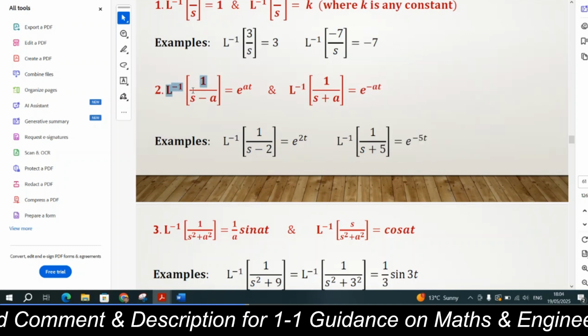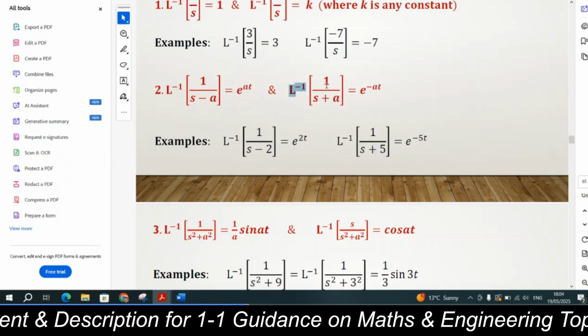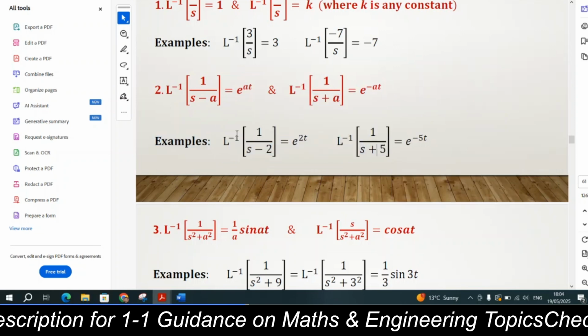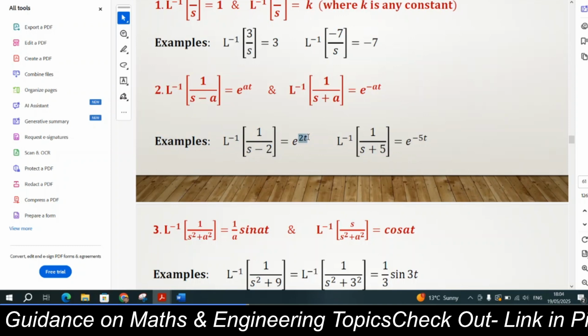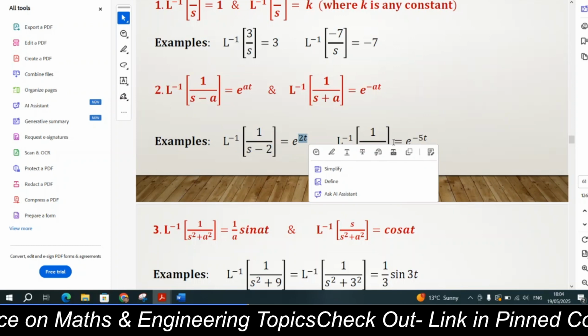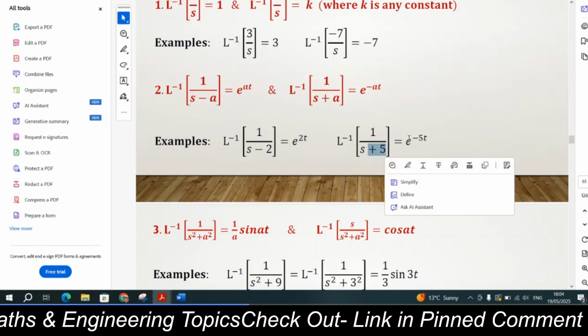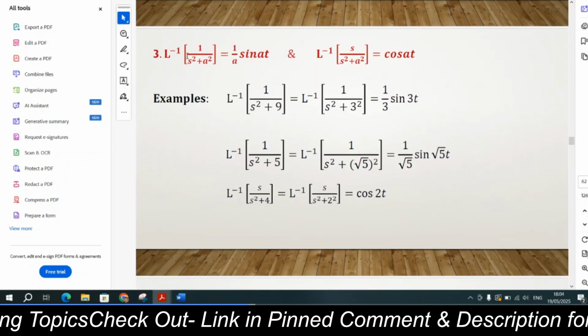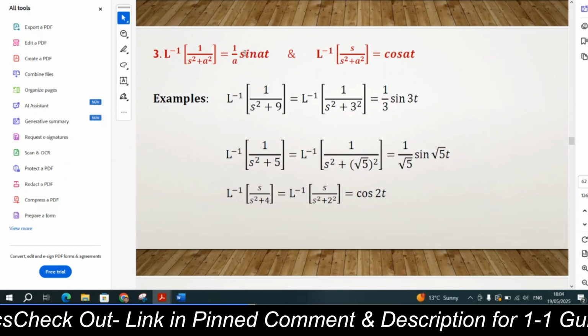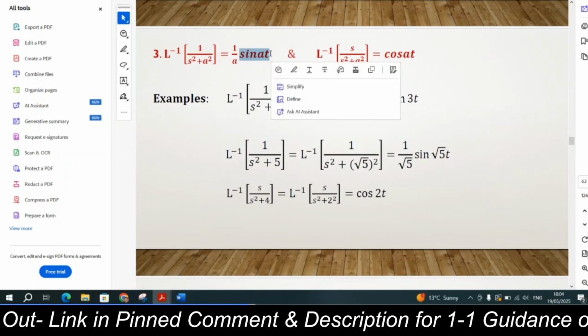Now we know the Laplace transform of e raised to at is 1 over s minus a, and the Laplace transform of e raised to minus at is 1 over s plus a. So similarly, the inverse Laplace of 1 over s minus a is e raised to at, and the inverse Laplace of 1 over s plus a is e raised to minus at. And these are the examples. Since it is s minus 2, you have a positive number in the power, and since it is plus, it will be a negative 5 over here.